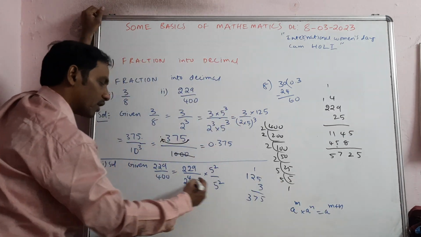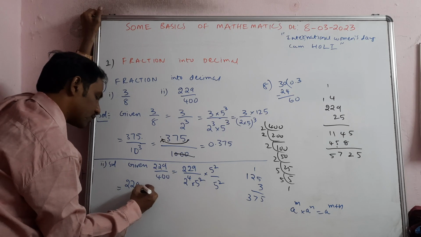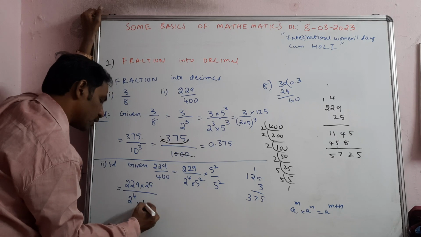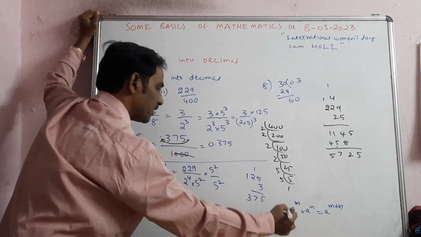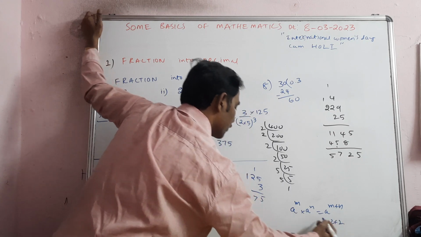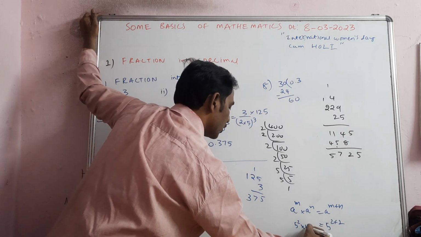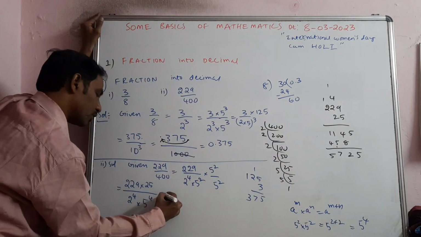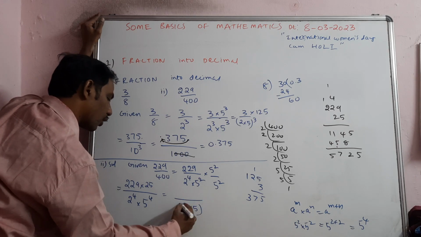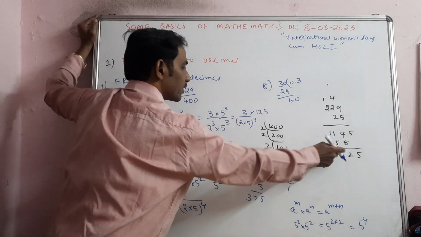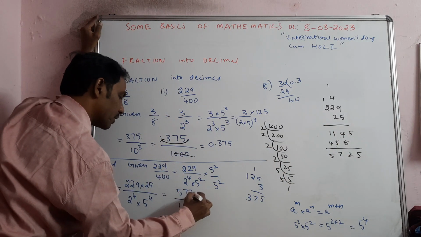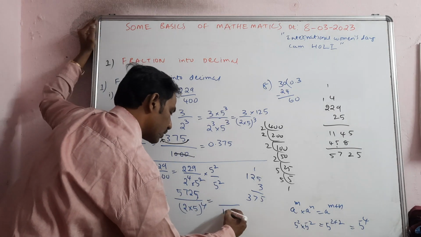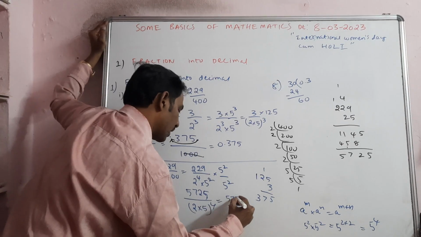So in that way, here 229 times 5 squared, which is 25, over 2 to the power of 4 into 5 to the power of 2 plus 2. 5 to the power of 2 into 5 to the power of 2 becomes 5 to the power of 4. That 5 to the power of 4 we will write here. Now you take this power 4 common, and the numerator 229 into 25 gives 5725. The denominator is 10,000. So 5725 over 10,000. Now what will happen?